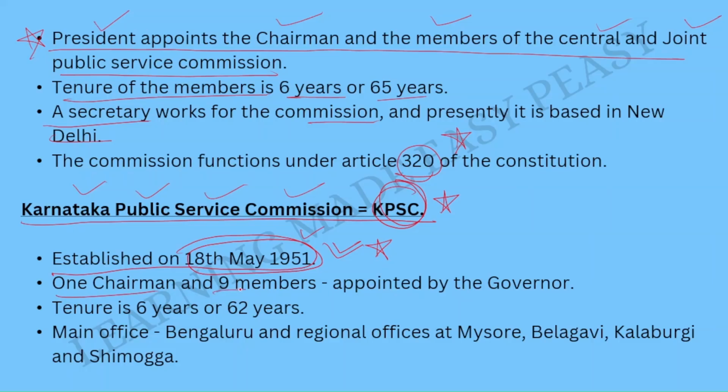KPSC has one chairman and 9 members that are appointed by the governor. Here in the center, it is appointed by the president. In the center and the Joint Public Service Commission, the chairman and the members are appointed by the president. Whereas when it is about the state, then the chairman and the members of that particular state are appointed by the governor of that particular state. I hope this is clear. The tenure is 6 years or 62 years, whichever is earlier. The main office of KPSC is in Bengaluru, whereas the regional offices are at Mysuru, Belagavi, Kalaburgi and Shimoga. Please remember this.